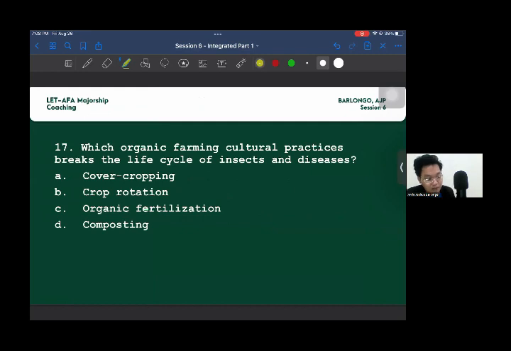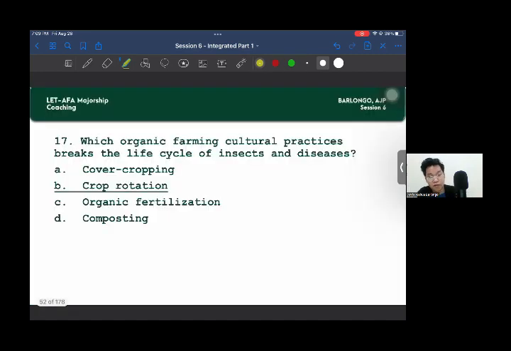So, number 17, which organic farming cultural practices breaks the life cycle of insects and diseases? So, A, cover cropping, B, crop rotation, C, organic fertilization, or letter D, composting. The keyword there is break the life cycle. So the answer for this one is letter B, which is crop rotation.